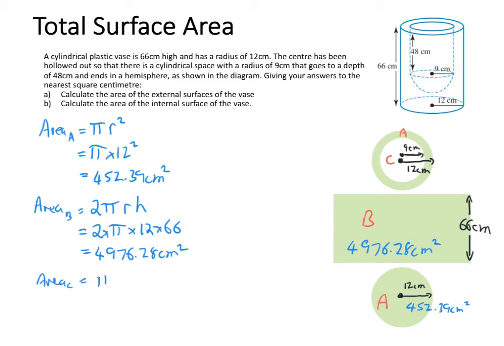So the formula is going to be pi times radius squared equals pi times 9 squared, which is equal to 254.47. So adding that into my net, 254.47 centimeters squared. So now I've got all of the individual areas I need. I can proceed to calculate the total surface area of the external surface of the vase.